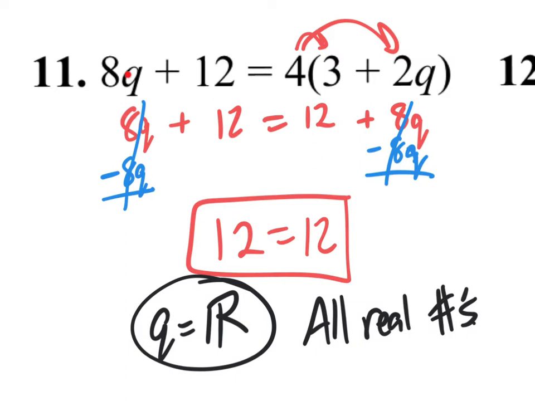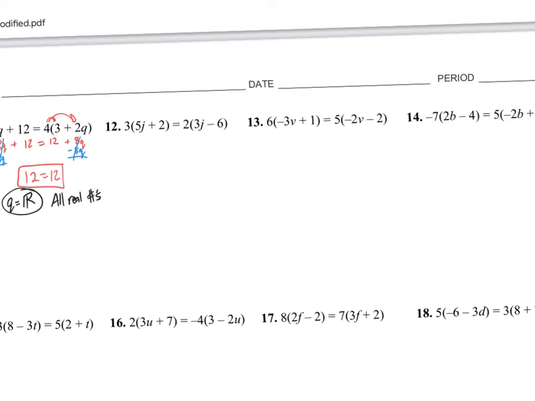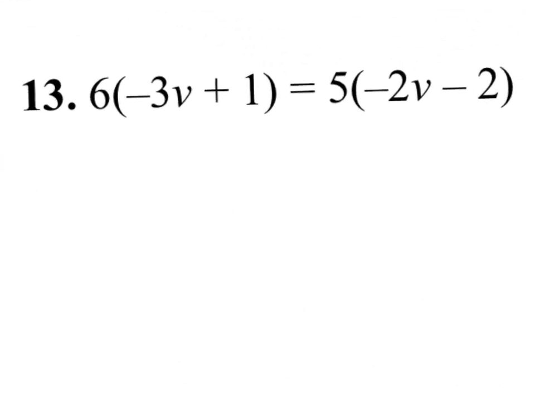That means you could plug in a 5 right there and a 5 right there and do the math, and it'll be a true statement. You could plug in pi right there, 3.14 that continues forever, 3.14 that continues forever. Do the math and it'll give you a true statement. As you could see, 12 always equals 12. That's why q equals all real numbers, any real number. Moving on, number 13. So those are special cases.